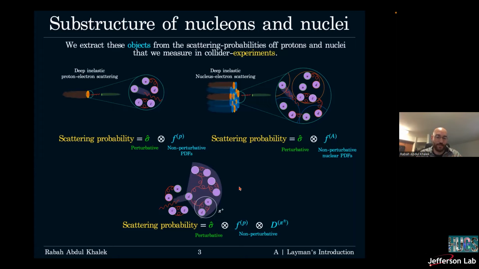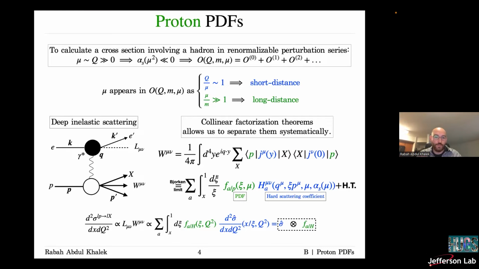This is the conclusion of the context, but for a more physical definition, one can look at the actual definition of the PDF. If you take deep inelastic scattering, you're scattering an electron off a proton, and the proton breaks into many quarks and many hadrons. To compute this hadronic tensor, you can't do it from first principles.